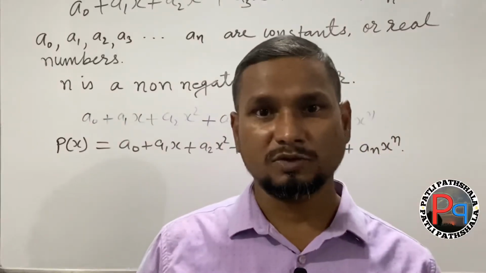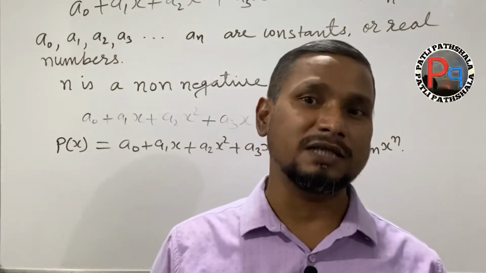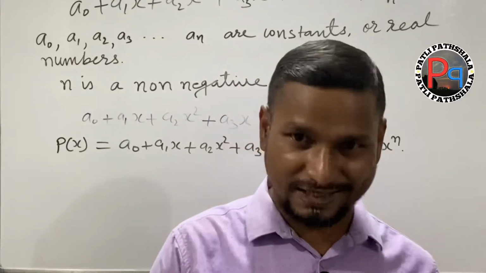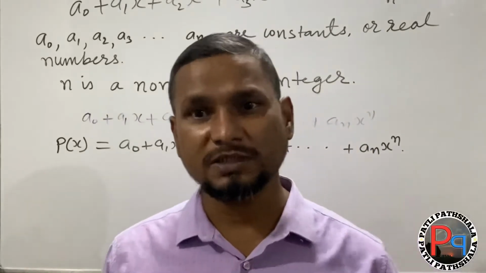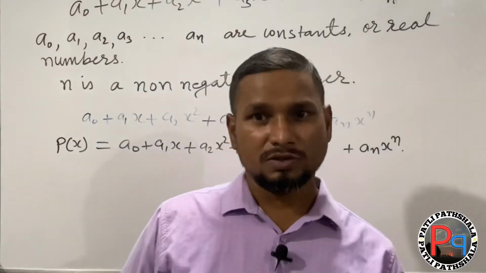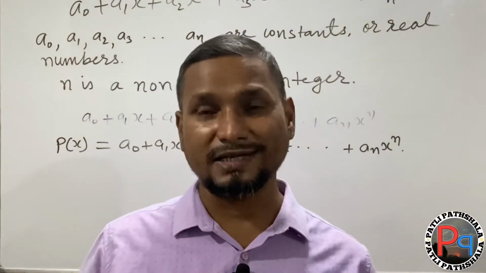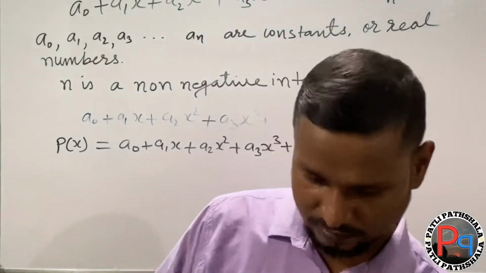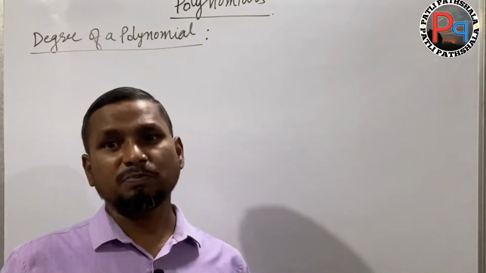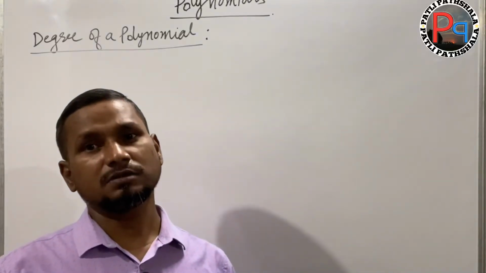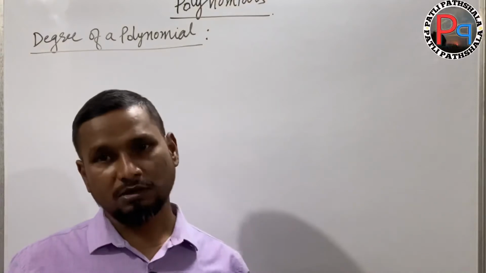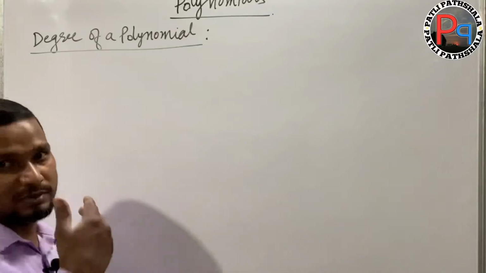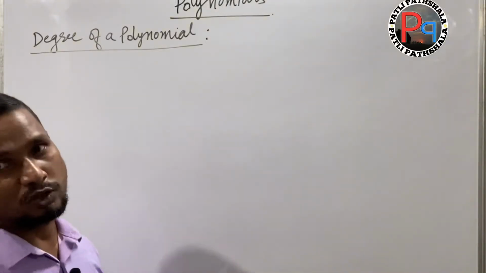Types of polynomials. Basically polynomials are classified into two categories: first on the basis of degree, and second on the basis of number of terms. Before going to discuss the categories of polynomial, first of all we will define the degree of a polynomial. The maximum power of variable present in a polynomial is called the degree of the polynomial.